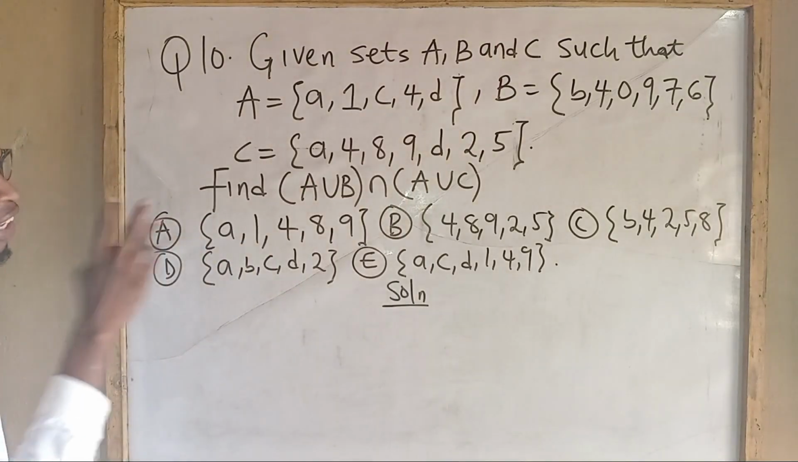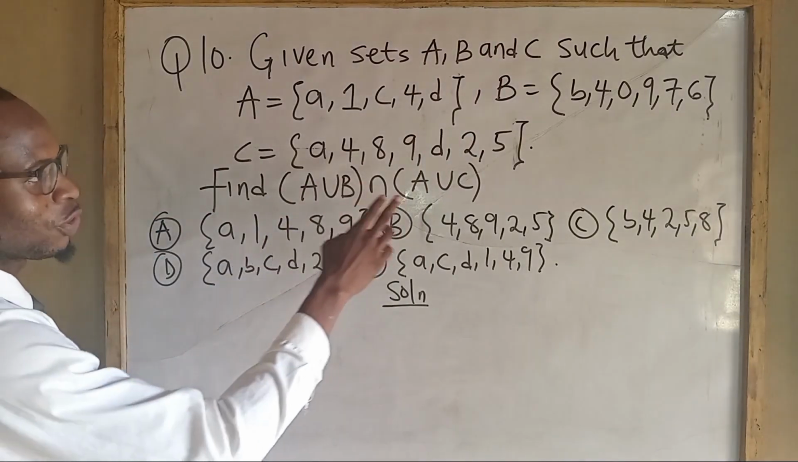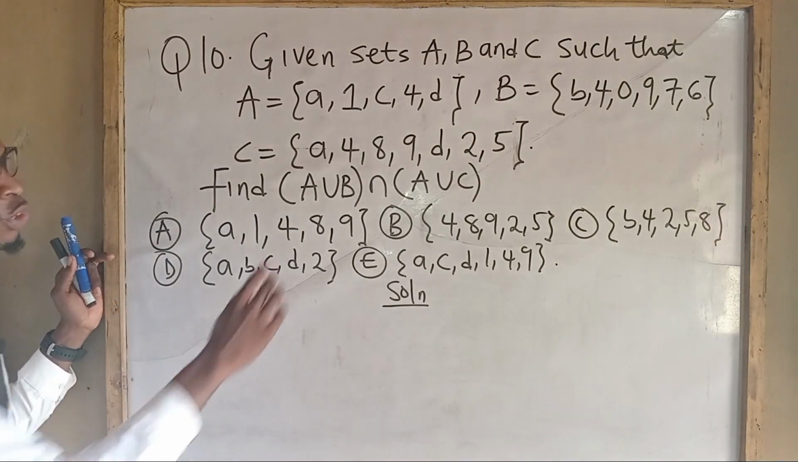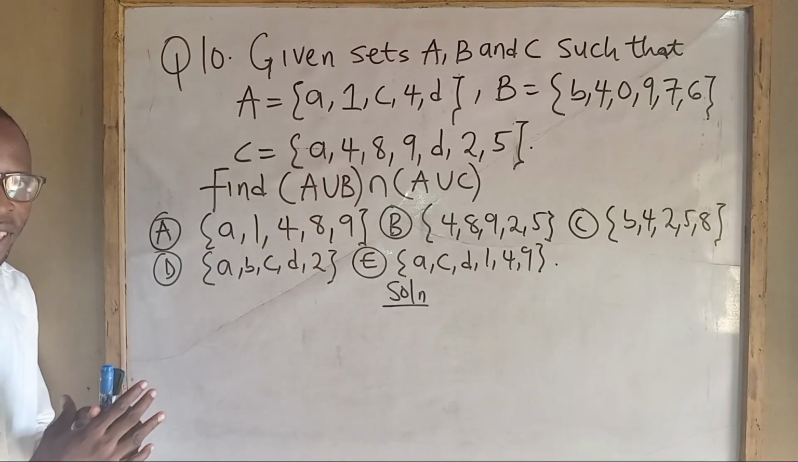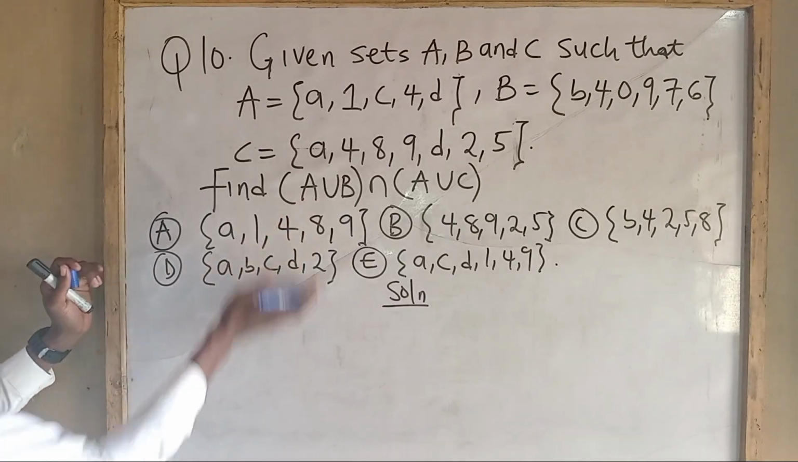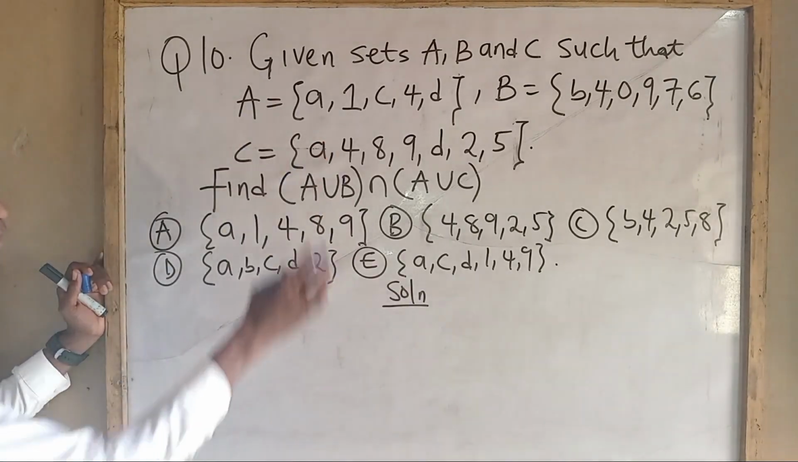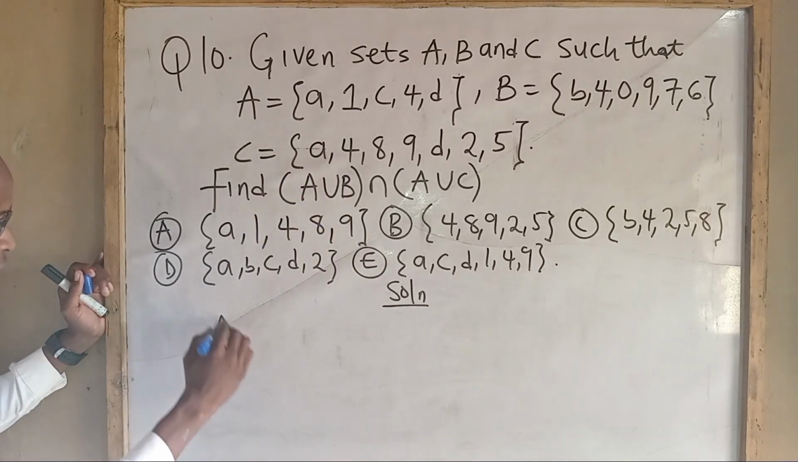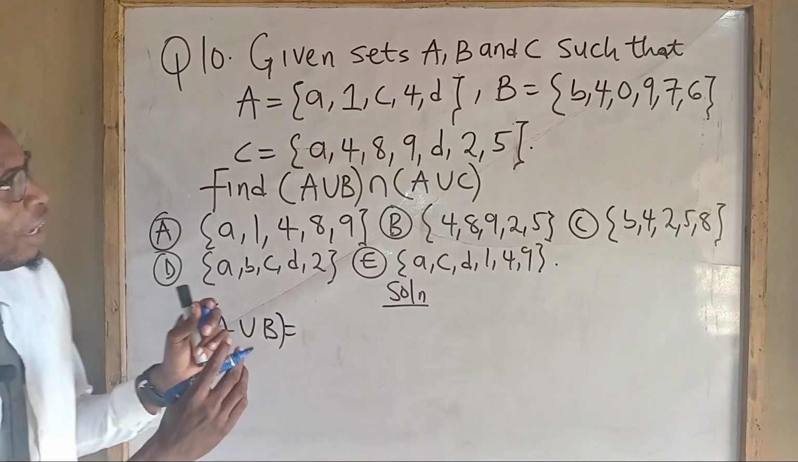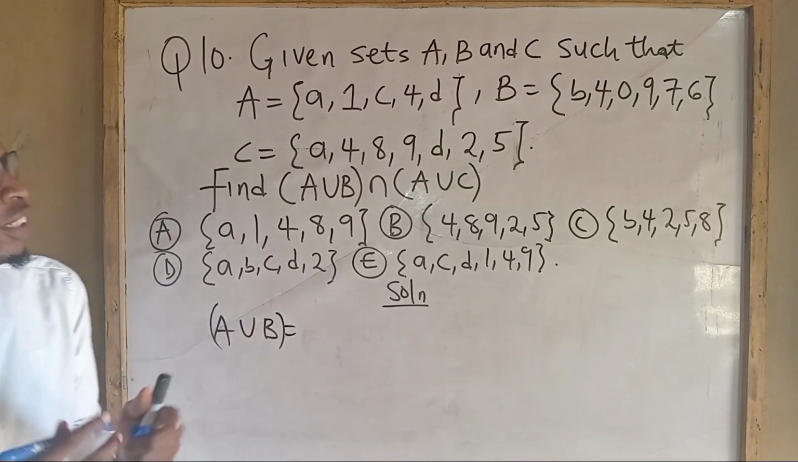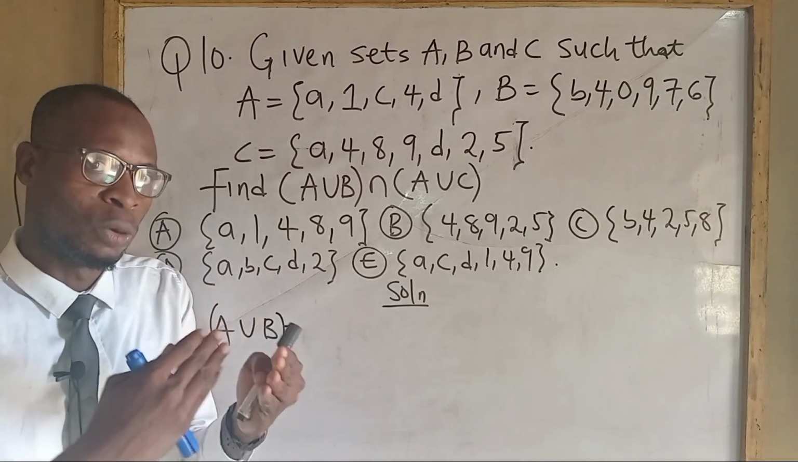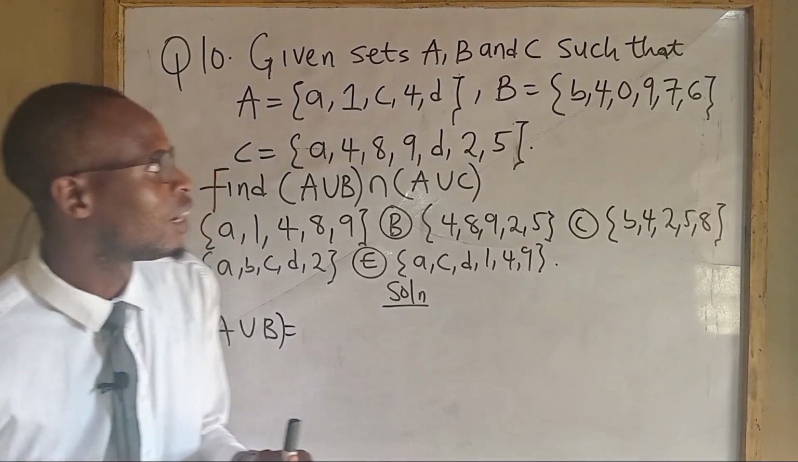So we have to find A union B in bracket intersection A union C. It is very simple. Now there's a difference between union and intersection. Union means joining two sets together to make a single set. So for us to find A union B, you can see the question has occupied most of my space, so let's just take this first. A union B means I'm joining A and B together in a single set without repetition. Take note of that. I must not repeat numbers or letters or elements at the same time.